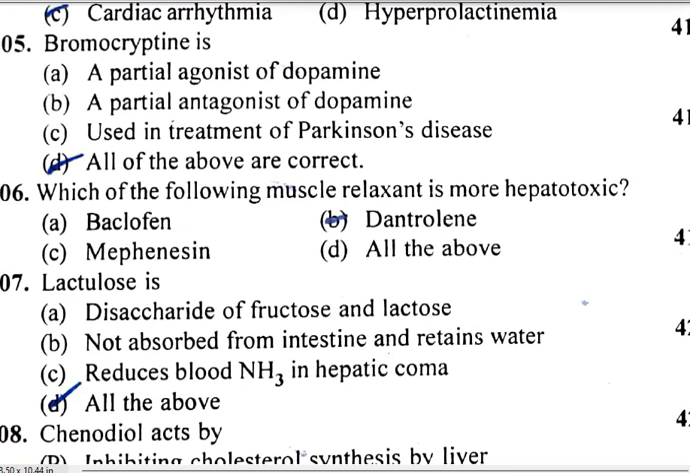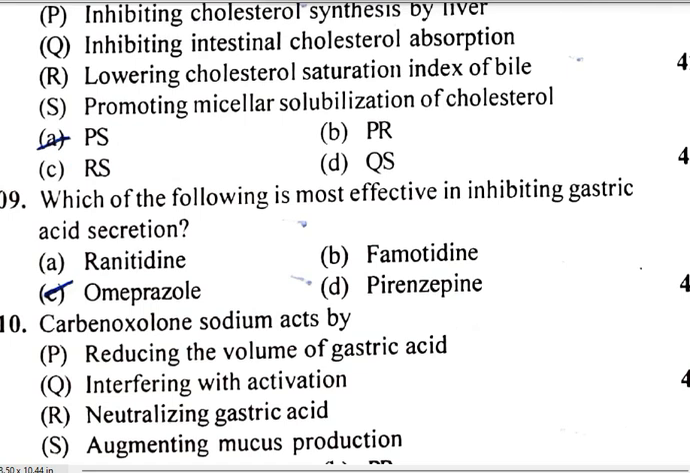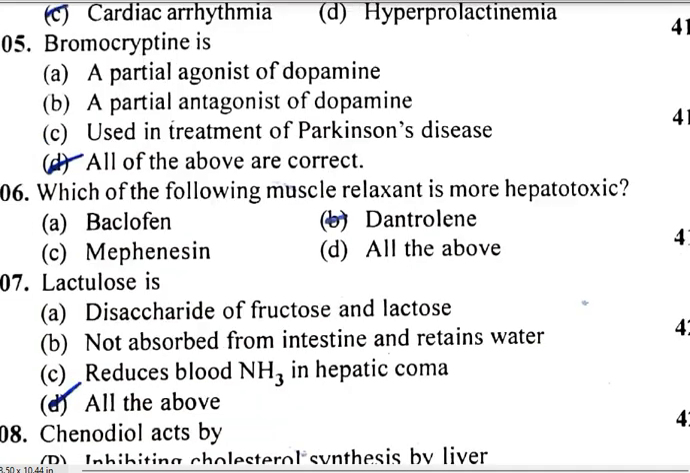Dantrolene. Lactulose is a disaccharide of fructose and galactose, not absorbed from intestine, retains water and reduces blood ammonia in hepatic coma. Chenodiol acts by inhibiting cholesterol synthesis by liver and promoting micellar solubilization of cholesterol. Which of the following is most effective in inhibiting gastric acid secretion? That is omeprazole. Carbenoxolone sodium acts by reducing, neutralizing gastric acid and augmenting mucus production.